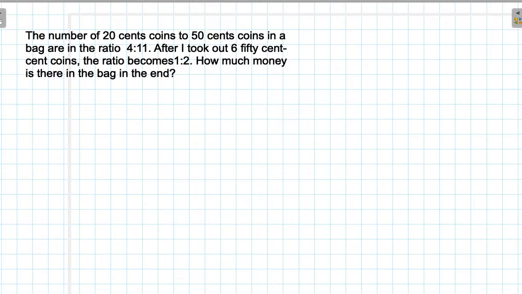So for such a question, we'll read through this. The number of 20-cent coins to 50-cent coins in the bag is a ratio of 4:11. Then I just first put this 20-cent, number. I'm using this for number to show that it's number. Then 50-cent is actually 11. The ratio is 4:11.